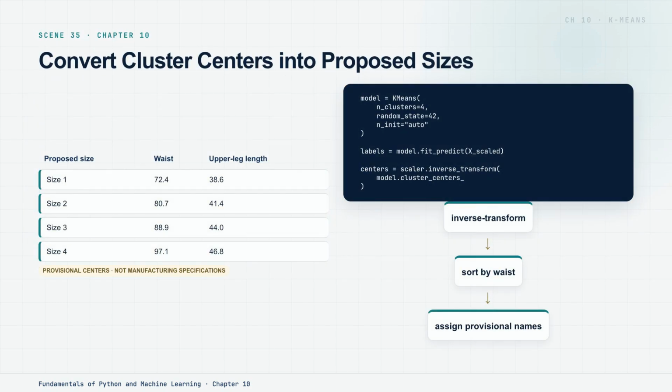After fitting K-means with 4 clusters, access the cluster centers. Because the model used standardized measurements, inverse transform the centers into centimeters or the original units of the dataset. The centers can then be sorted according to a meaningful feature, such as waist circumference. Only after this inspection should provisional names such as size 1 through size 4 or small through extra large be assigned. The centroids are representative averages. A production design may need tolerances, overlap, additional body measurements, accessibility considerations, and fit testing before those values become manufacturing specifications.